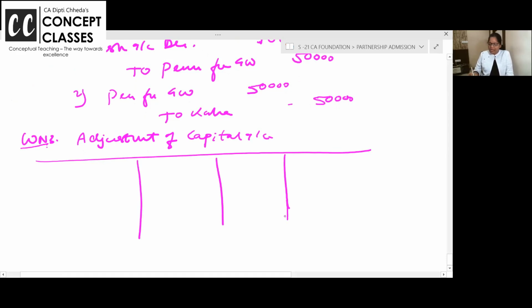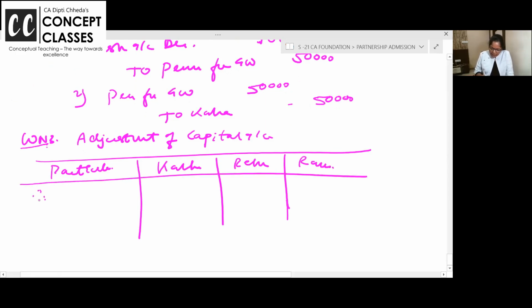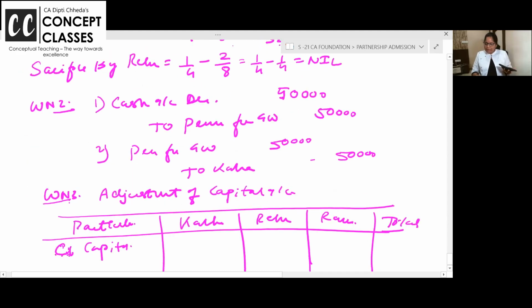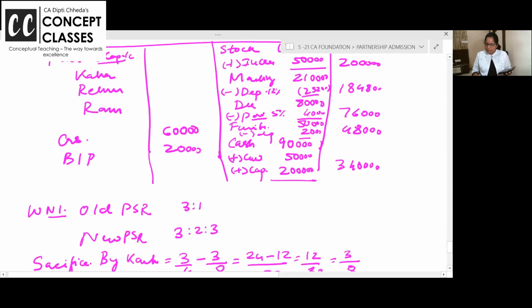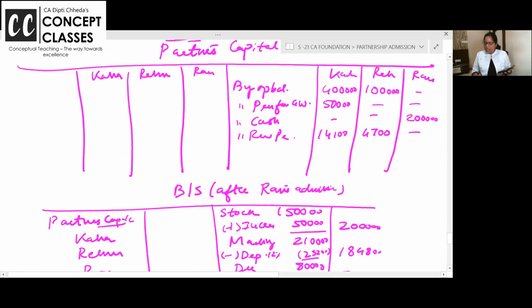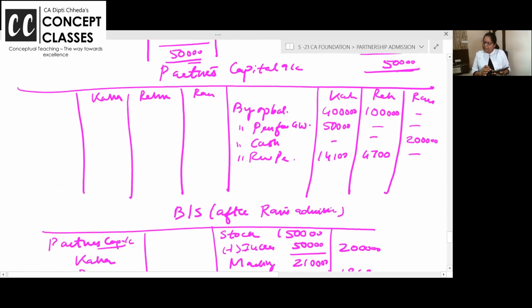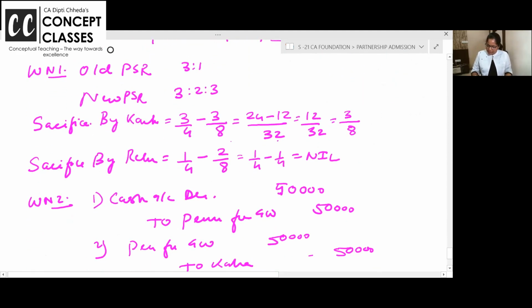Ma'am, making a table will take time, we will do it directly, it will take more time, the table will be made quickly, promise. Particulars: Kanha, Rahman and Ram. What is their closing capital right now? Total closing capital. Can we calculate and write down the closing capital right now? There are 2-3 different ways. I'm showing you one way right now. 4,50,000 and 4,64,100.